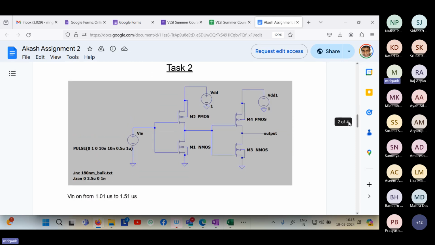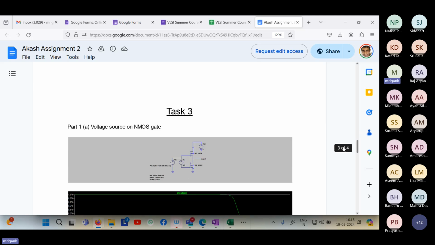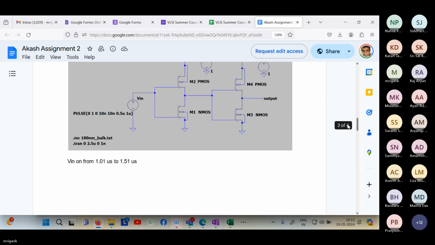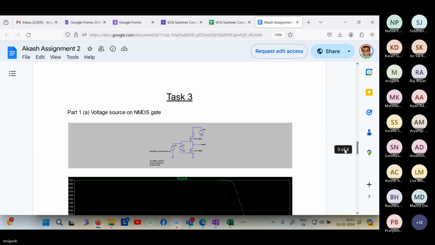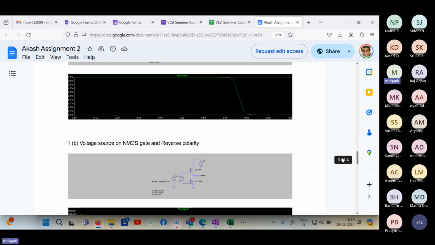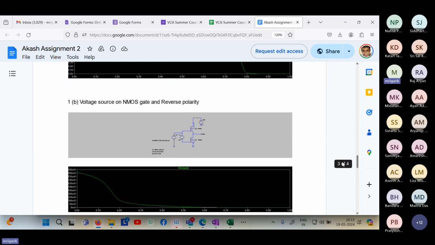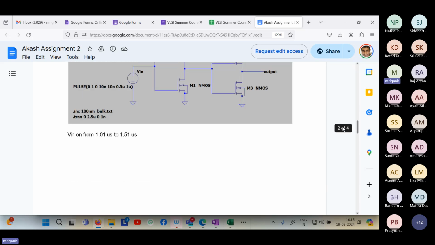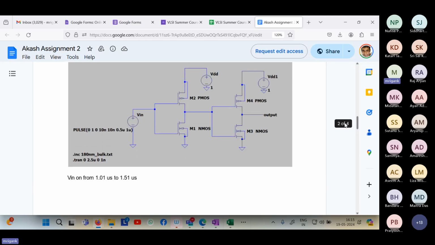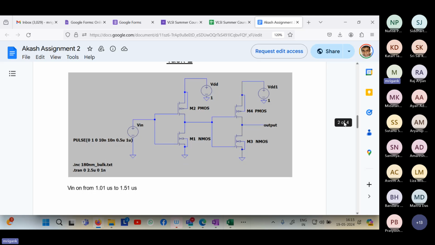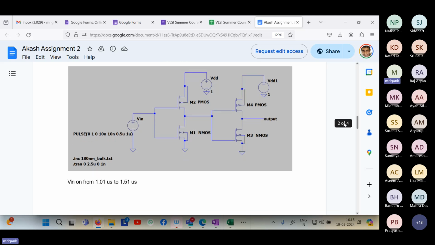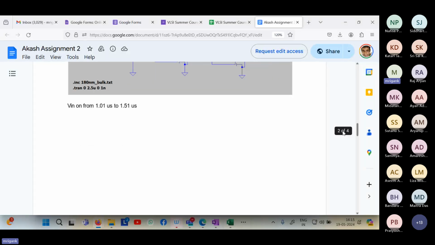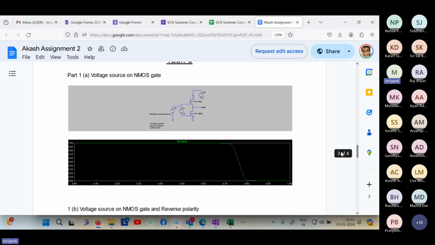And then this circuit has been shown, and task 1, task 2, and task 3. Voltage source on the NMOS gate, reverse polarity. So here I think task 2 is also not complete. There was some question regarding which combination gives you the worst case rise time and fall time. Those things have not been done. So this is not complete, it seems.